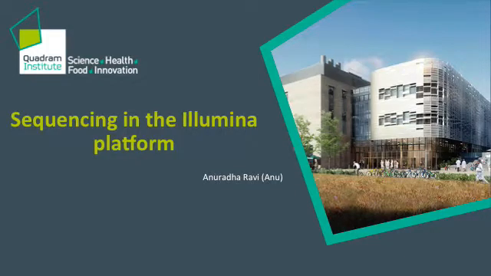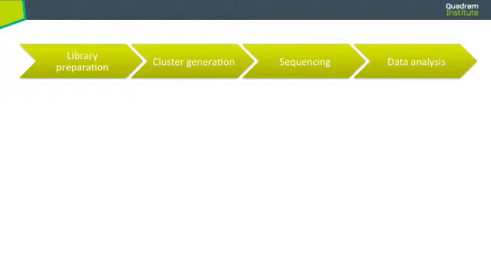Okay. So I'm going to go into more of the technical part of how you do the sequencing in the Illumina platform. There are 4 major steps involved in this. The first is the library preparation, cluster generation, sequencing, and then the data analysis. So in this workflow, there are many different steps involved.